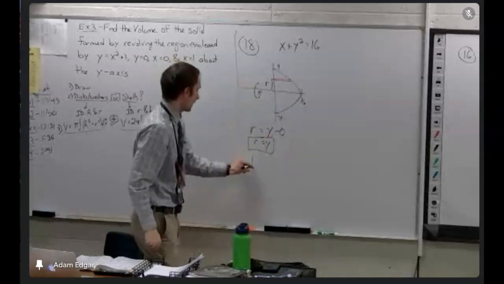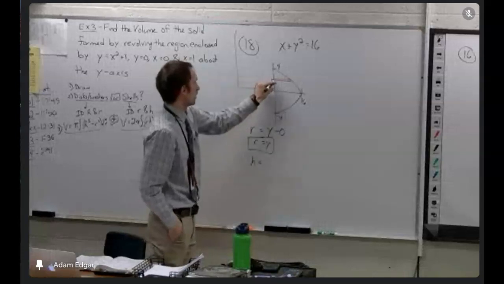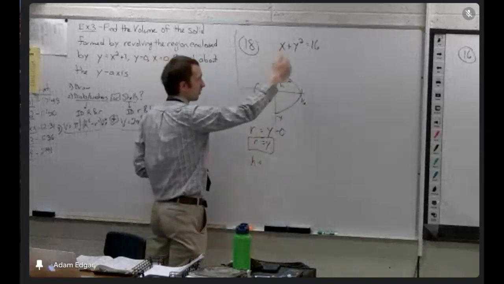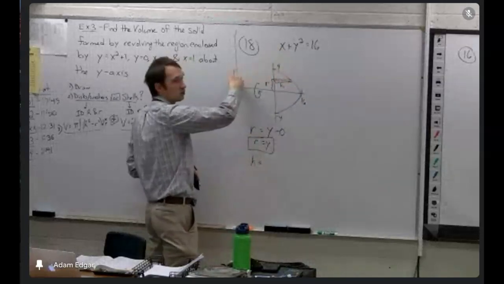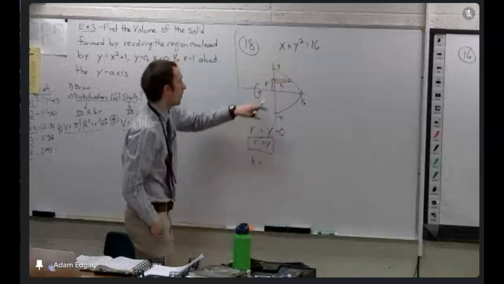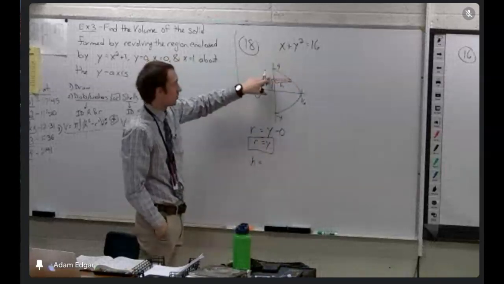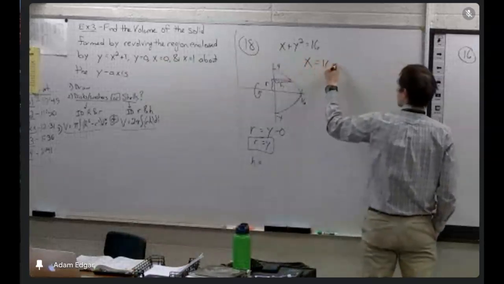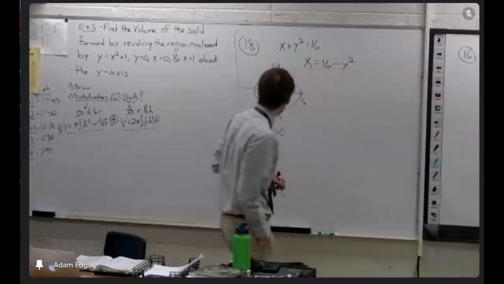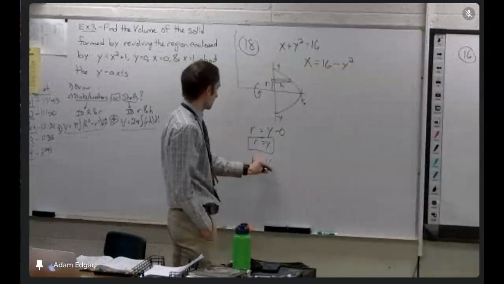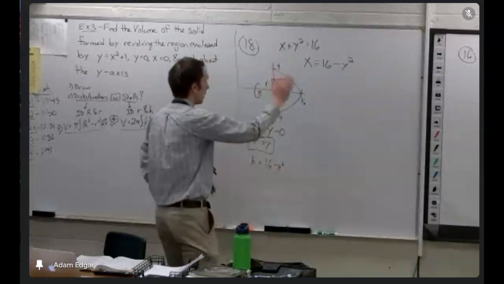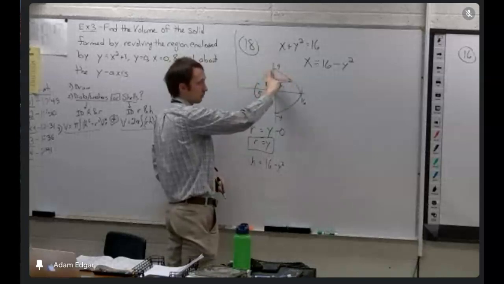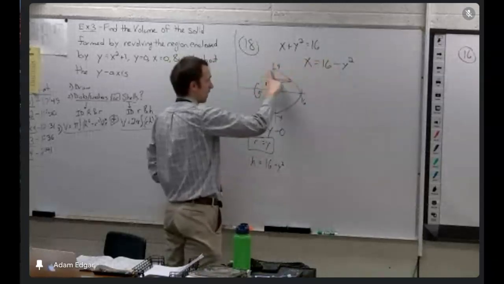For the height, that's the length of the shell, and the length of the shell is from the curve back to this edge. Because we're perpendicular to the y-axis, we've got to do stuff in terms of y. So we come up here and isolate x to have the equation in terms of y, 16 minus y squared. And so the height is the curve, 16 minus y squared, minus 0, because this is going from the curve to the y-axis, x equals 0. So 16 minus y squared minus 0, there's your height.